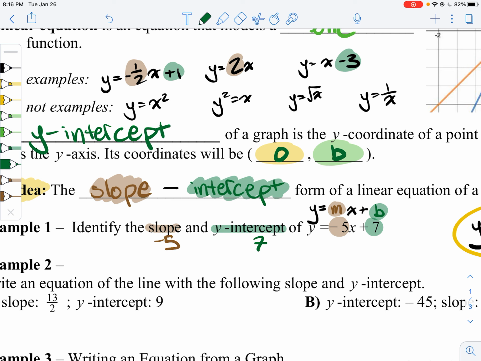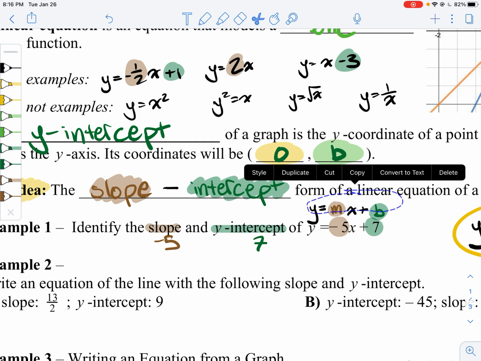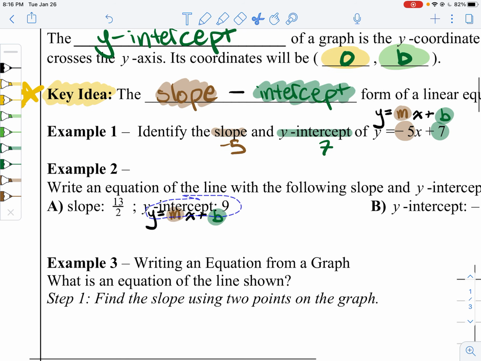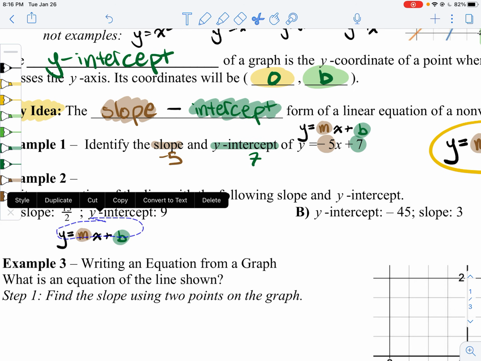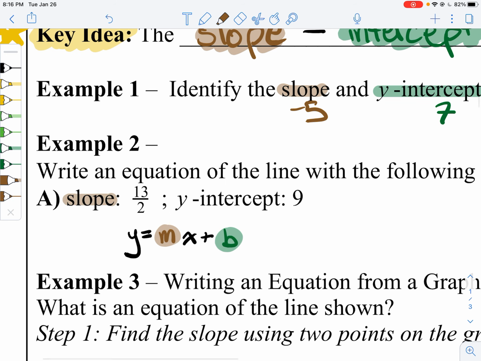I like them. Now we can do that, but backwards. Let's try again. Write the equation of the line with the following slope and intercept. Our slope is 13/2. Our y-intercept is 9. Start over. It's as simple as plugging in these values. Our slope is 13/2. Our intercept is 9. Done. Y equals 13/2 x plus 9.